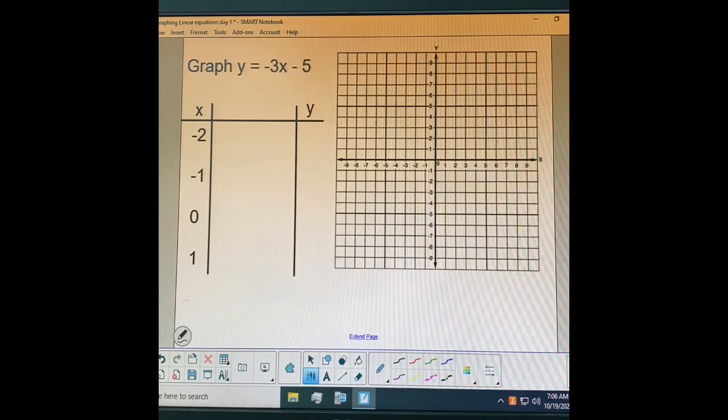Take a minute, pause the video, and try the next one on your own. Be careful of the negatives. This line is already in standard form. Plug in -2, -1, 0, and 1. Find the y values, plot the points, and draw the line.